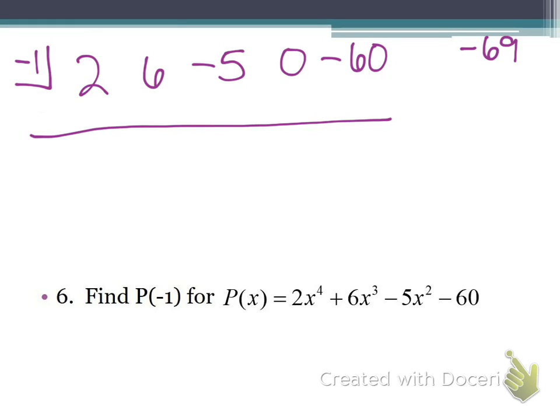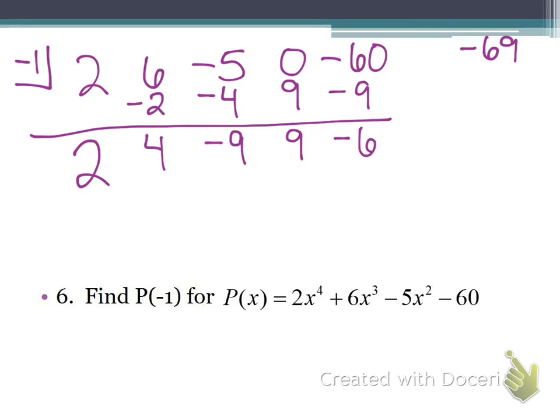All right, that 2 is going to drop down. 2 times -1 is -2, added to 6. 4 times -1, add that to -5. -9. -9 times -1, +9 added to 0. Still 9 times -1. -9 added to -60 is -69.